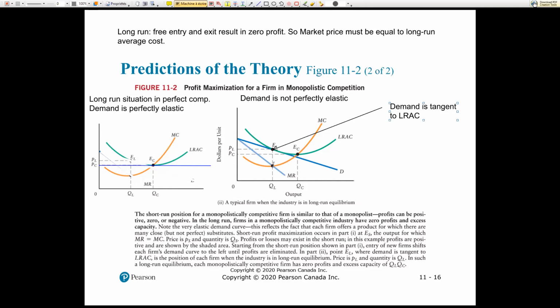So you still have this markup there. Here you have no markup whatsoever. The marginal cost is equal to the price. Here you still have your markup, but you have zero profit because you see that the difference between the long run average cost and the price is zero, so no profit.